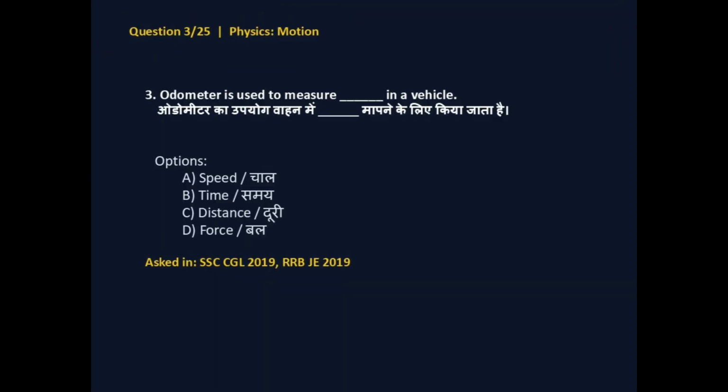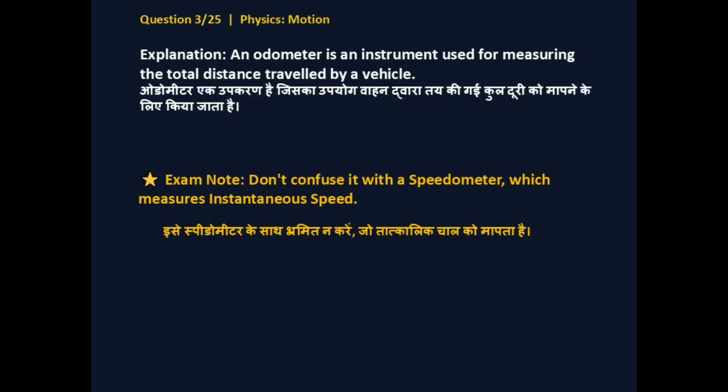Number 3. Odometer is used to measure. Option is option C, distance. Because an odometer is an instrument used for measuring the total distance traveled by a vehicle. So here comes an exam note. Don't confuse it with a speedometer, which measures the instantaneous speed.